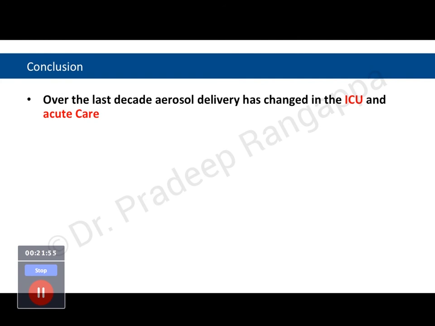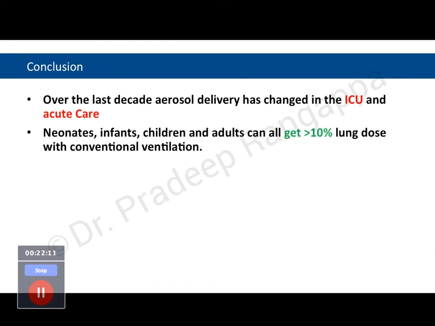Okay. So the conclusion of this science of aerosol is that over the last decade our concepts of aerosol delivery have changed, and we need to adapt to the new things that have evolved. What we have understood is there is new technology, the vibrating mesh nebulizer, which time and again shows a better ability to deposit aerosols in the lungs, and neonates, infants, children and adults can all benefit. Before, the science was that of whatever we nebulize, less than 10% only we are able to deposit in the lungs. Now our science is evolving, where we may be able to reach more than 10% of lung dose with conventional ventilation. As you see, time and again with the jet nebulizer, our ability falls to less than 10%.